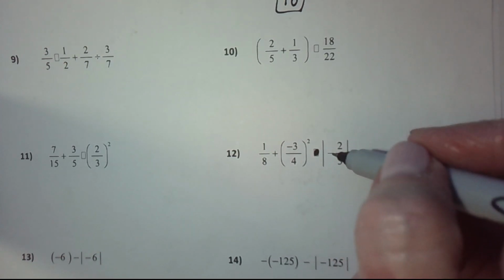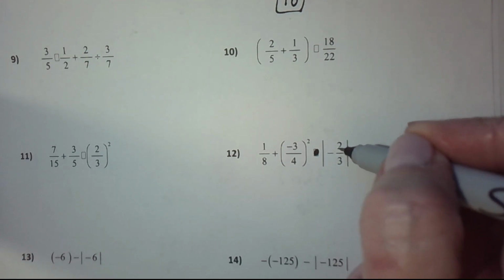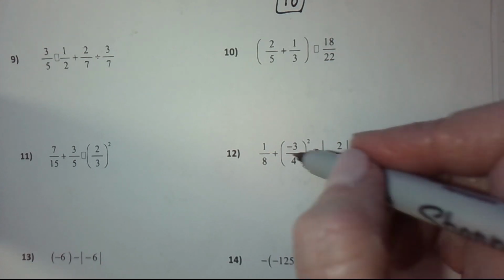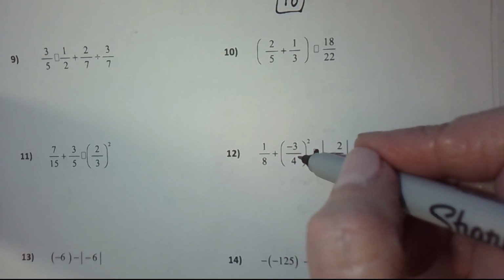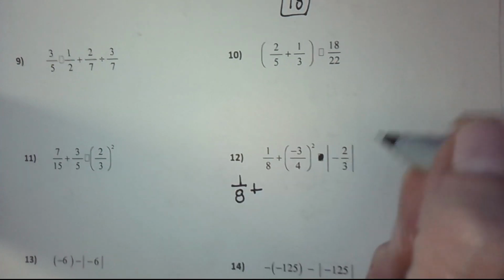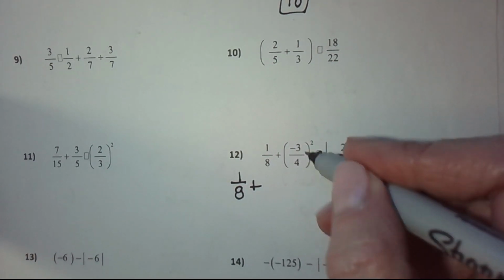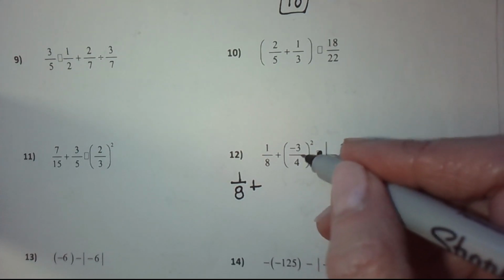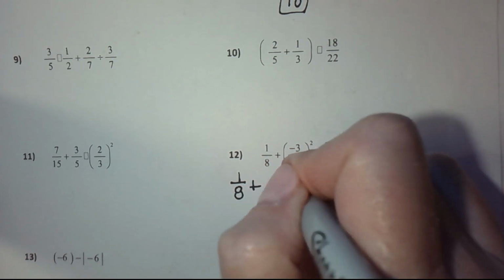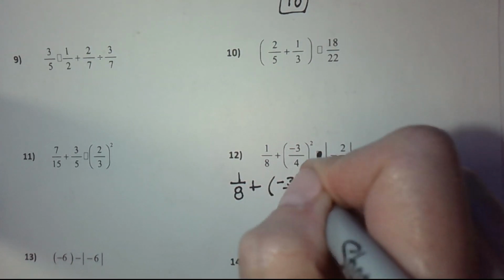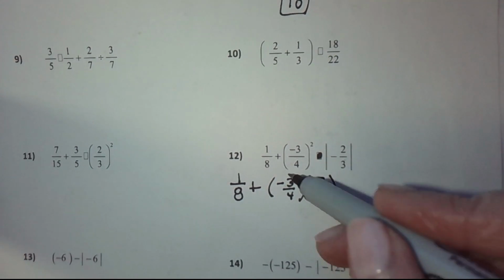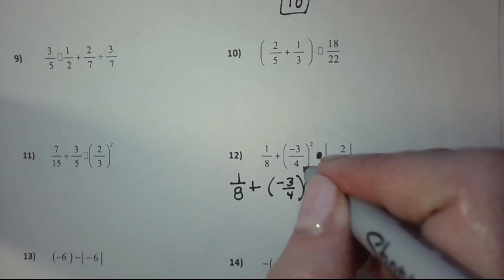Well, in the order of operations, you can think of absolute value as really like parentheses in a sense. Okay, so you want to go ahead and resolve that. So this 1/8 plus, now negative 3/4, there's nothing to do inside those parentheses. That's already just one number. But I do need to raise it to the second power. So I'm just going to write that out twice so you can see that a little bit better. Negative 3/4 to the second power is negative 3/4 times negative 3/4.